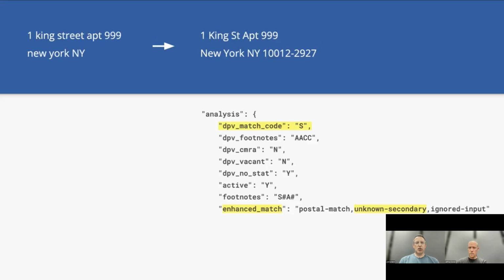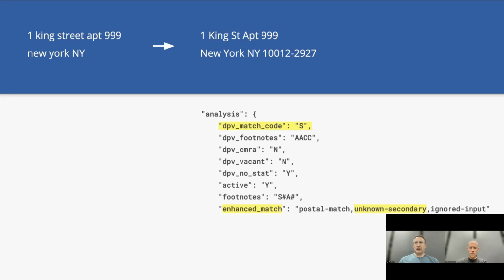So this is similar to the one I showed you initially. In this case, I've contrived an apartment number that doesn't exist. So 1 King Street apartment 999. You'll notice that the DPV match code is S, which essentially means bad secondary. The apartment number is not recognized. It's unknown to the U.S. Postal Service. In the enhanced match field, you wouldn't necessarily need to consult. Once you get that DPV match code of S, you're pretty much done in terms of knowing what you need to know about the address. If you wanted to consult enhanced match, you just see that it confirms what we already know. Unknown, postal match, unknown secondary, ignored input.